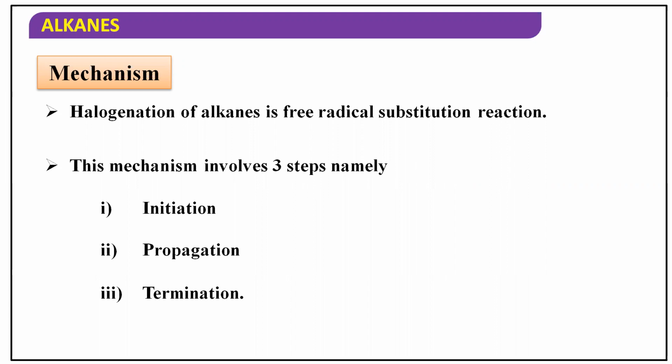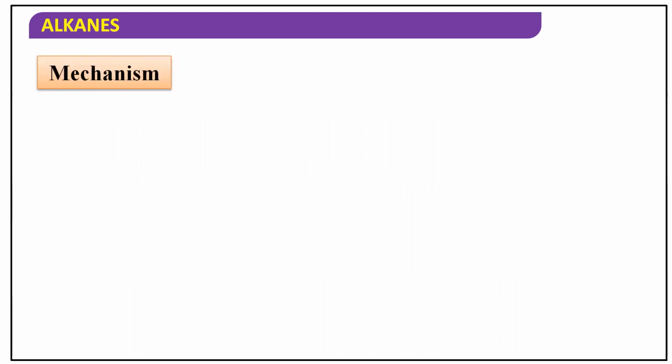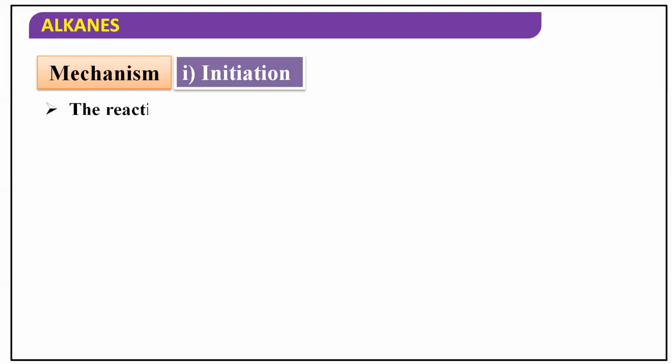Remember, the free radical is an intermediate. It has to combine with some other free radical to give the product. So the last step is termination. So initiation, propagation, and termination. Initiation, as the name itself suggests, it has to initiate. So how will it initiate?